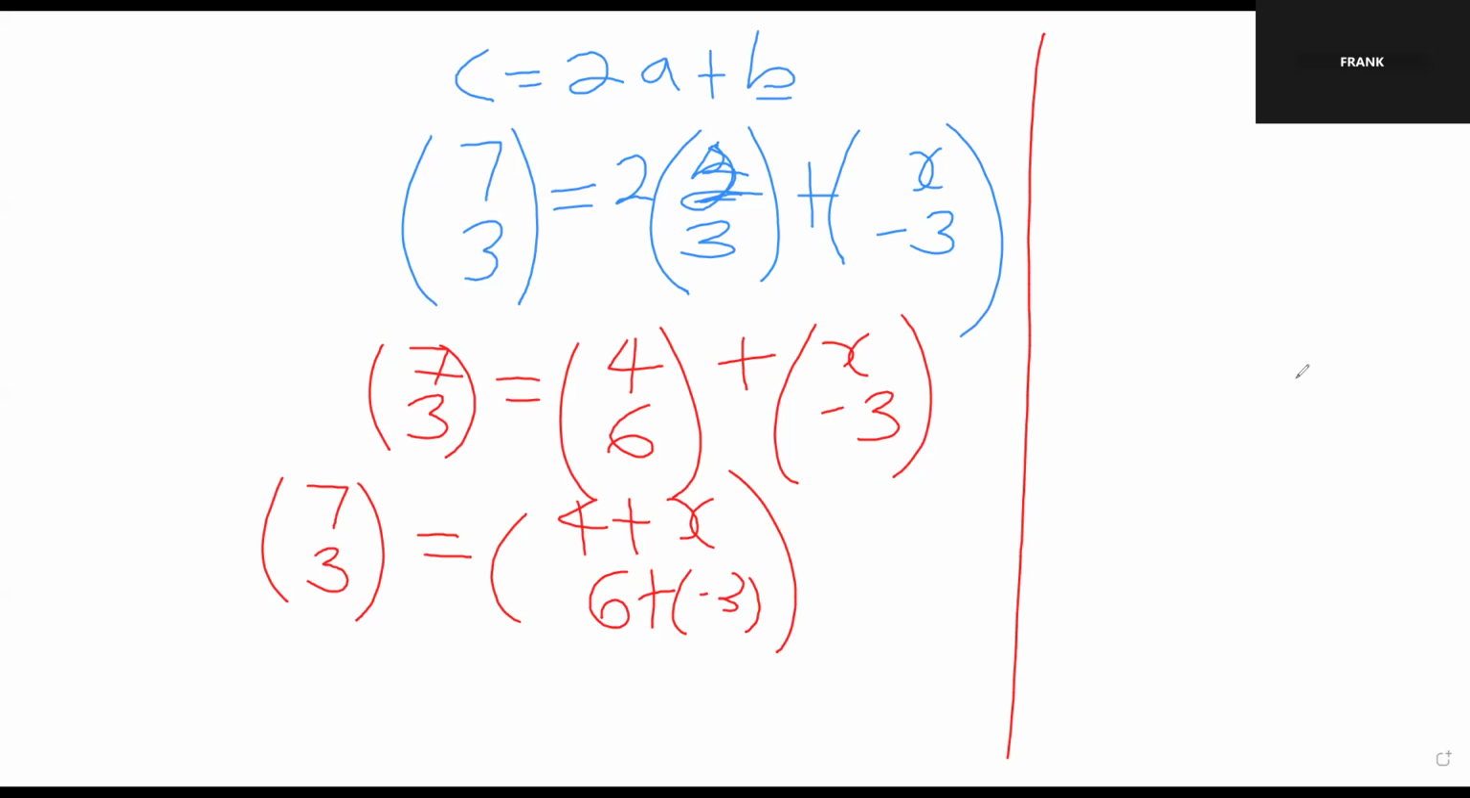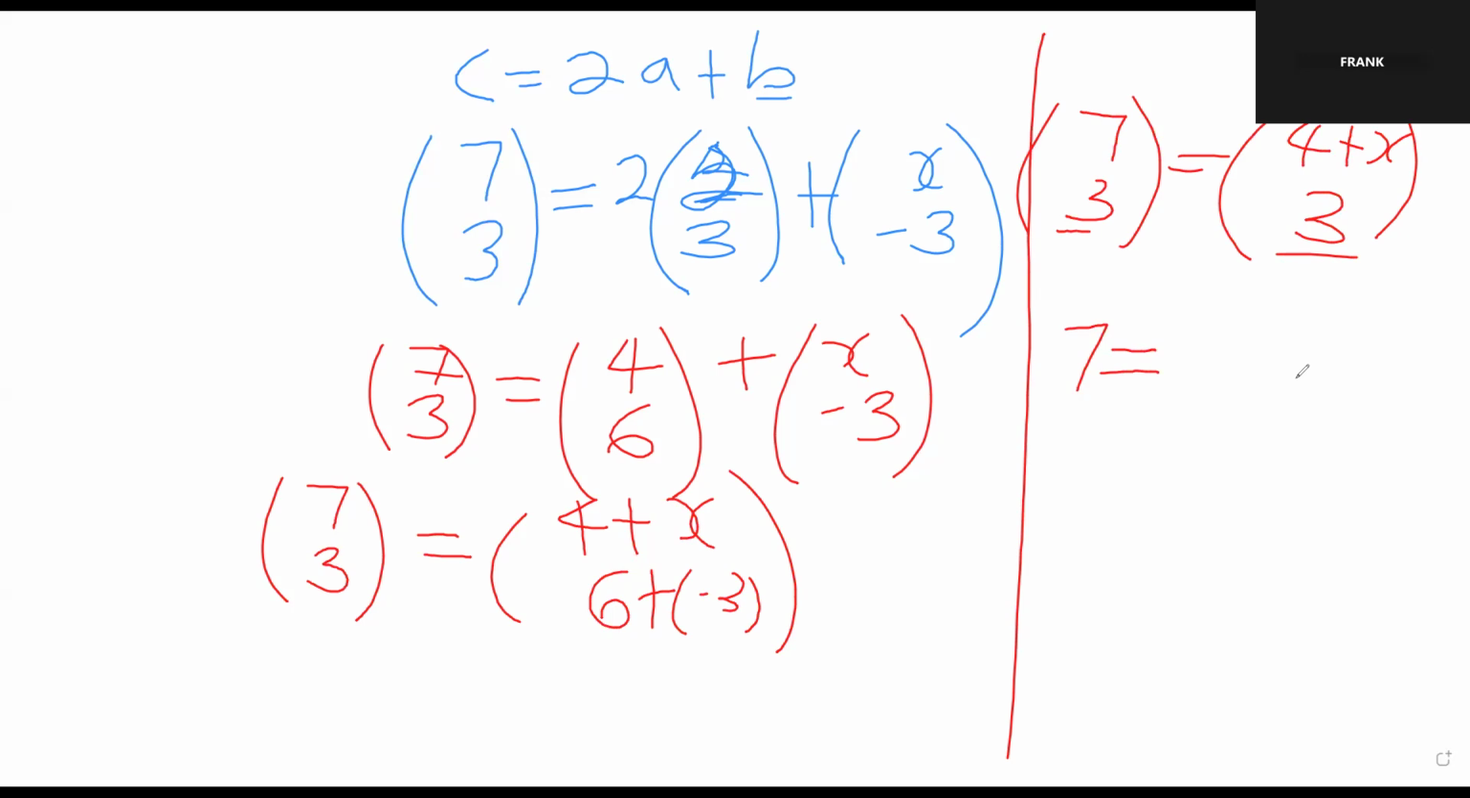If you are adding two vectors, you add their x components, then you add their y components. So right from here, you have (7, 3) equal to (4 + x, 6 + (-3)), and 6 minus 3 gives you 3. Now the y components are 3 and 3, so we work on the x component. If two vectors are equal, then their x components are equal, and their y components are also equal. So 7 minus 4 should be x. The value of x is 3. And that ends the first part.